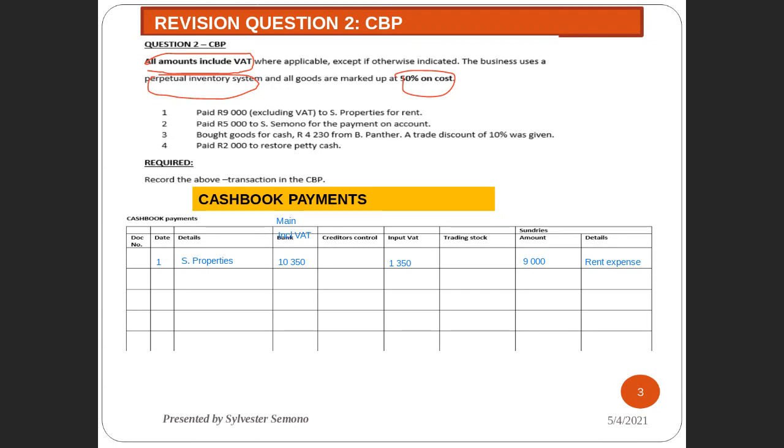Please, I give you another 1 minute. Do number 2 for me. Tell me where to record. Remember, you cannot just keep quiet if you don't understand. I'm going to give you only 1 minute or half a minute for that. Number 2: paid 5,000 to Esimono, meaning it's me. You paid me for the payment on account. You are owing me, you paid me. Tell me what to do. Which columns are we going to use here?